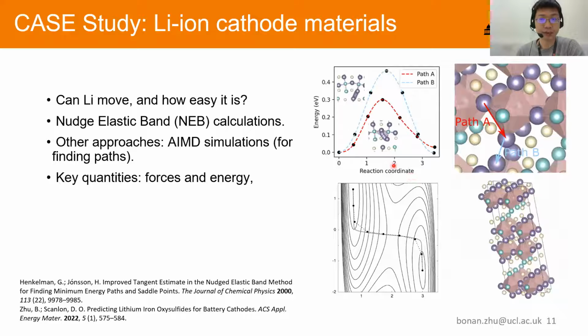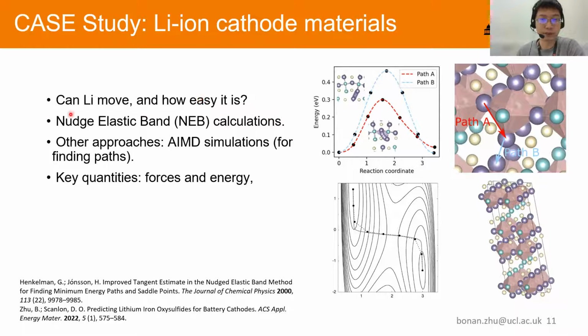So the other interesting property of a cathode material is basically whether lithium can move in the material and how easy it is. Because essentially, in a battery, when you charge the battery, you remove the lithium from the cathode material. And when you discharge them, you put lithium back in. Of course, if the lithium cannot move, then you can't really do anything.